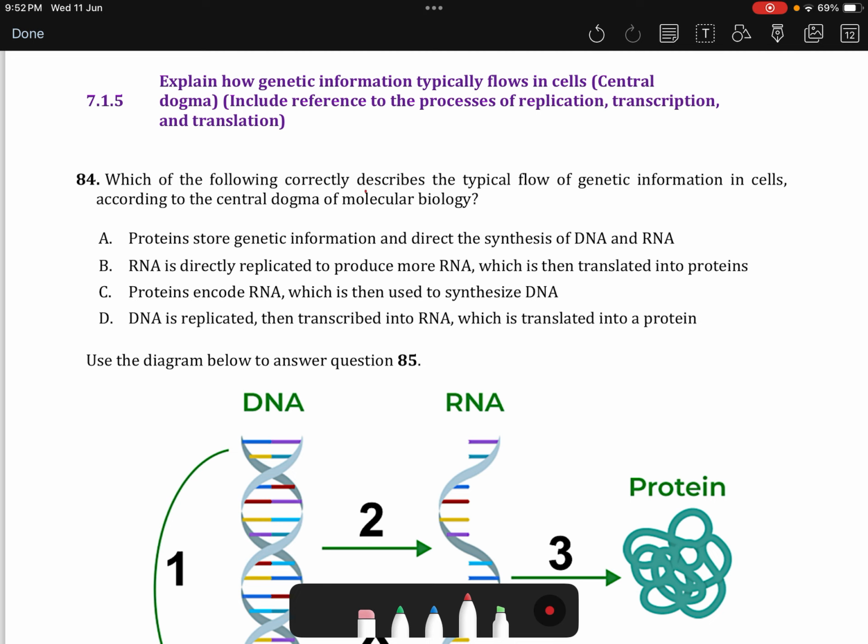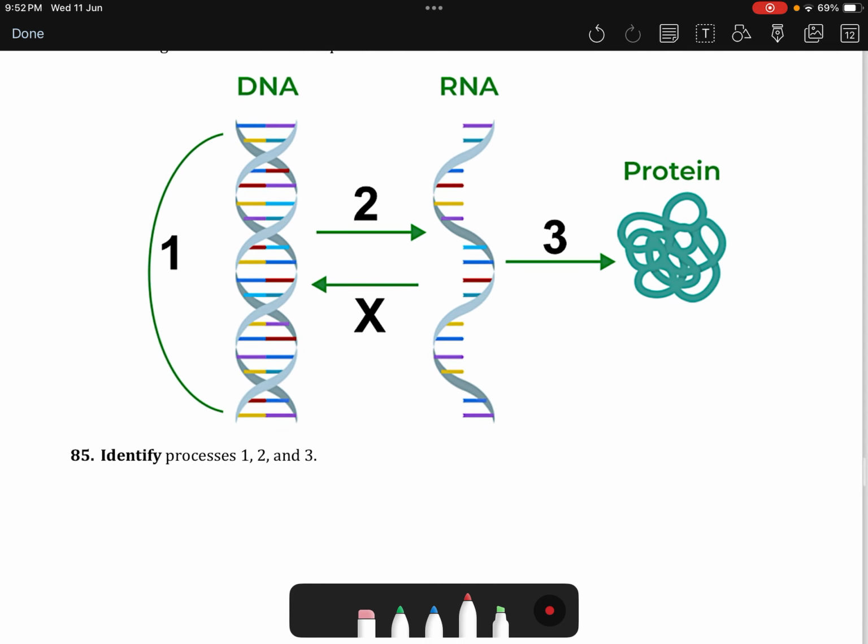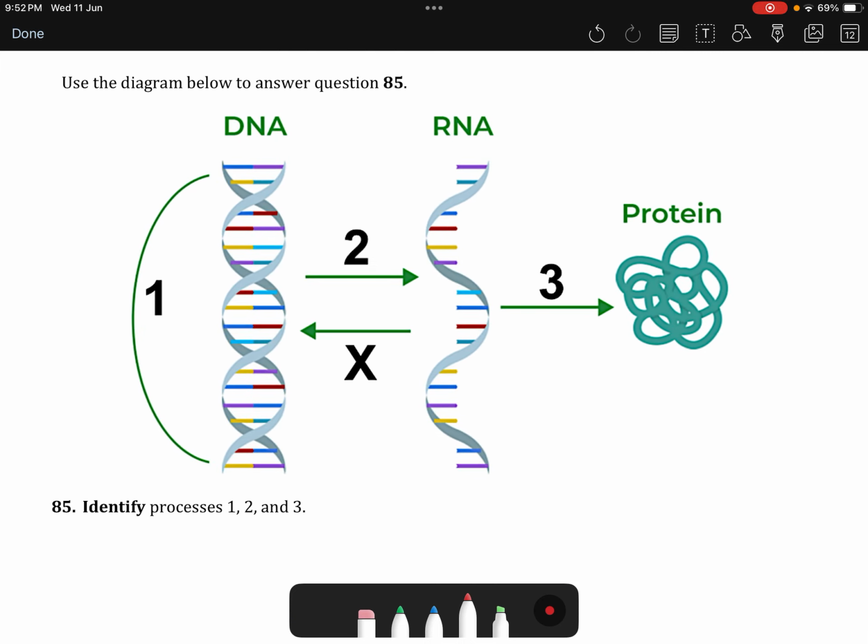Which of the following correctly describes the typical flow of the genetic information in the cells according to the central dogma of life? This is the central dogma. This is called the central dogma of life. And what does it say?